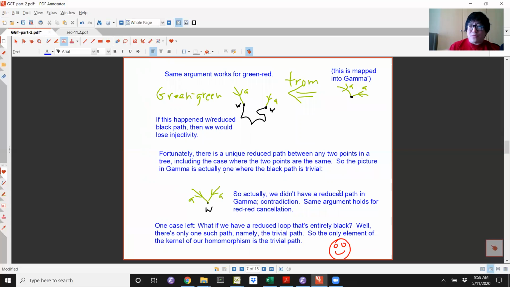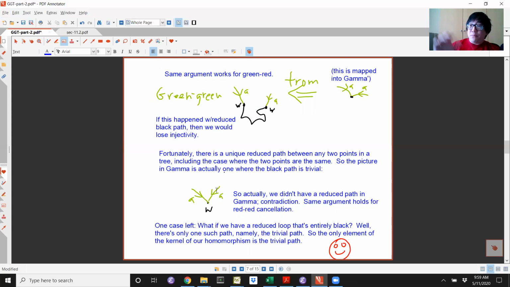So the argument really boils down to the case where you have green cancellation, exactly like this. What you have to worry about is that you might have two unreduced edges, you might have an unreduced path in gamma prime, coming from some situation like this where you have A and then wander around in the tree somewhere for a while, and then A inverse. If that happened with a reduced path, then we'd be in trouble. Then the injectivity would be lost.